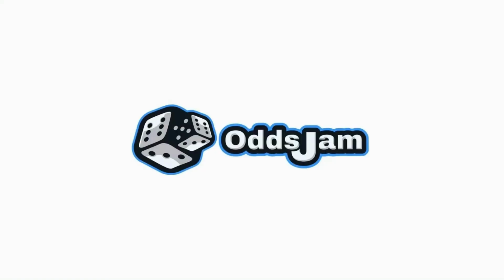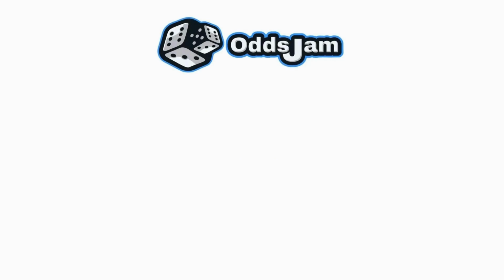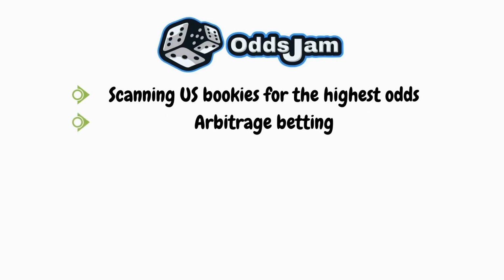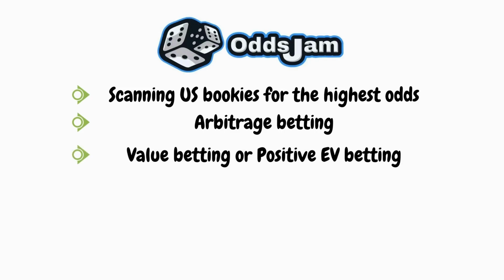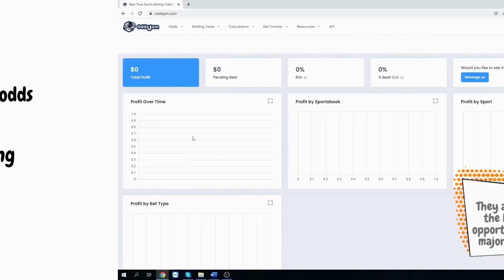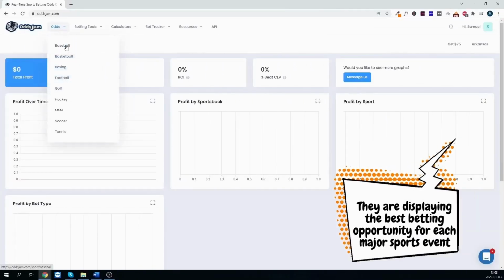OddsJam is the industry-leading bookmaker scanner service in the USA. They are focusing on bookmakers that have a legal license in the US or Canada. They are offering the following tools: scanning US and Canadian bookies for the highest odds on each market, arbitrage betting, value betting or positive EV betting, middle bets, low hold for matched betting.